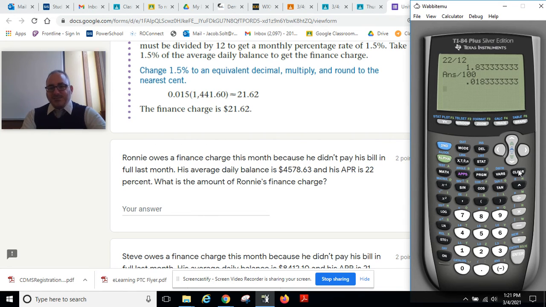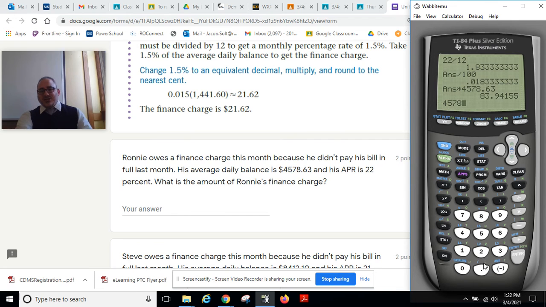Now I'm going to multiply this by the average daily balance, $4,578.63. Boom. $83.94, and I just drop it right there. That's rounding to the nearest hundredth, $83.94. Honestly, this is the step-by-step way of doing it. This isn't the way I would actually do it if I was calculating this for myself. I would just take the average daily balance from the beginning.